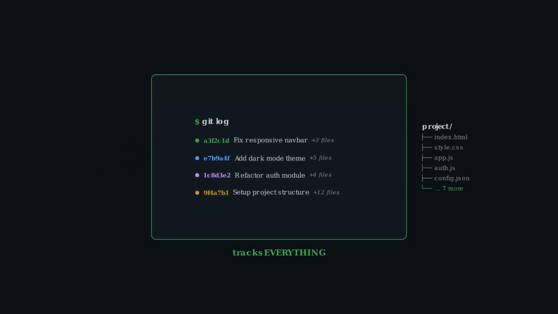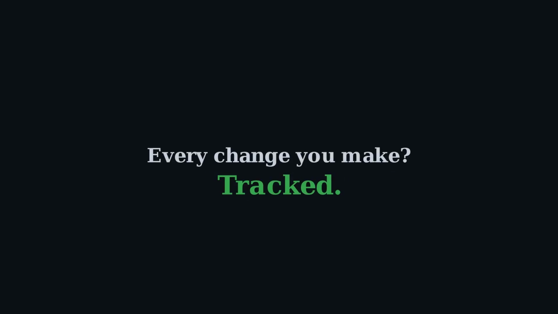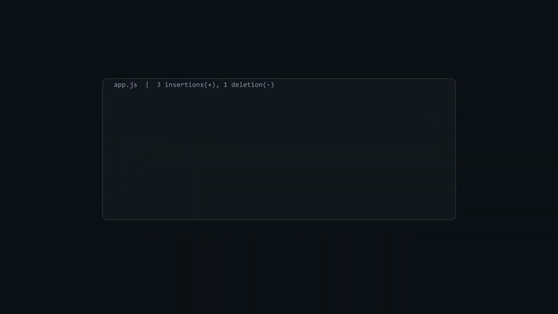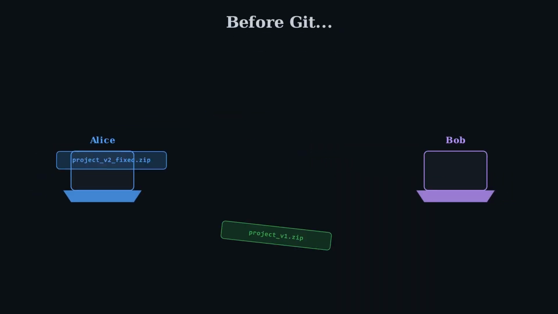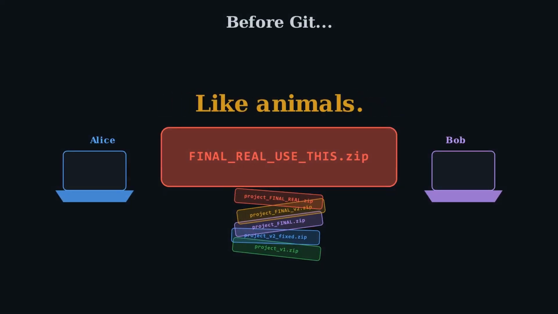Git is a version control system, or VCS. Think of it like Google Docs history, but for your entire project and on steroids. Every change you make, tracked. Want to go back to yesterday's version? Done. Want two people working on the same file without destroying each other's work? Git handles it. Before Git, developers were literally emailing zip files to each other, like animals.